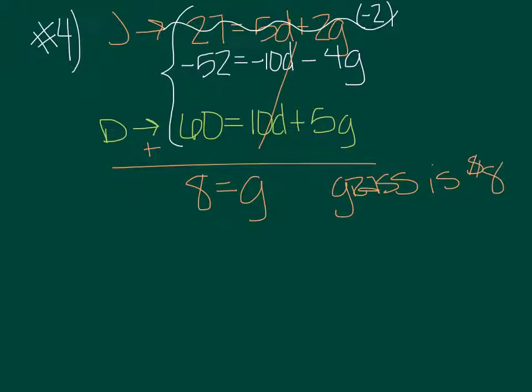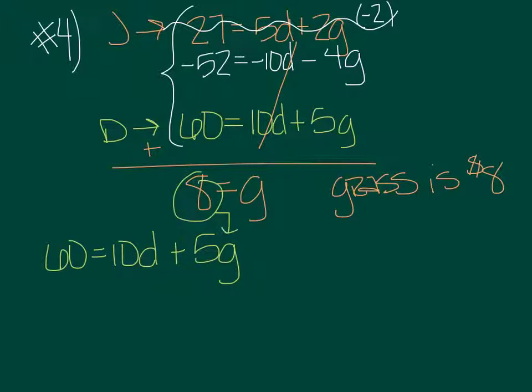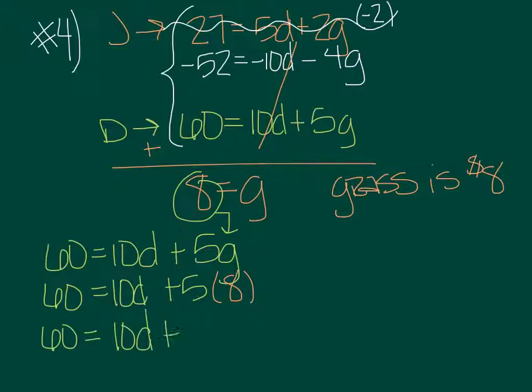So let's take that information and plug it back into one of our original equations and see how much the daylilies cost. Let's go ahead and go with Danielle's equation of 60 equals 10D plus 5G, and we'll take the value for G and plug it in. So we have 60 equals 10D plus 5G. Remember the G value is 8. 60 equals 10D plus 5 times 8 is 40.